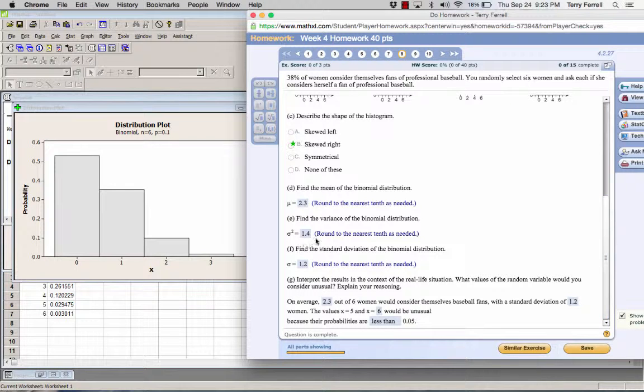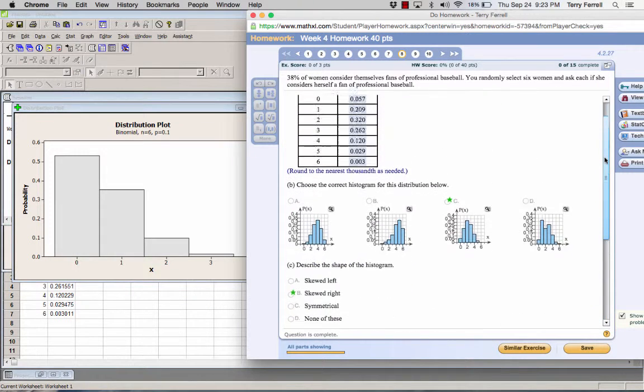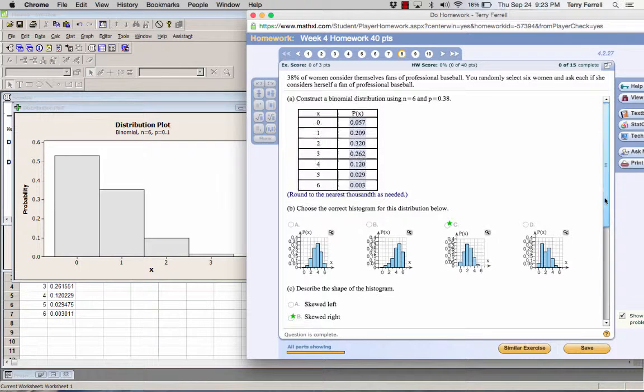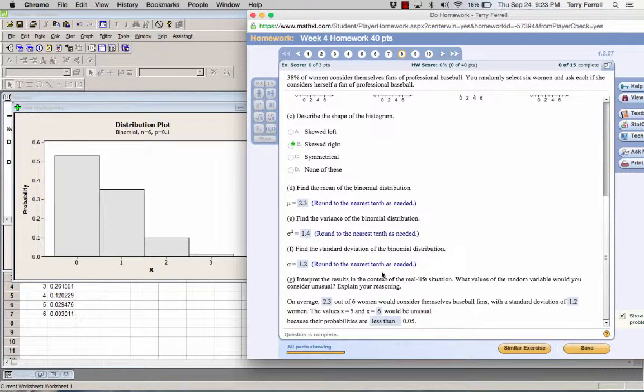And then your variance is n times p times q. Your n times p is the same thing. Your q is always 1 minus p. So in this case, my q is 1 minus 0.38, which is 0.62. So I'd multiply 6 times 0.38 times 0.62, and that would give me your variance. Your standard deviation is always the square root of the variance. So you'd find the square root of this variance, and that'll give you the standard deviation.